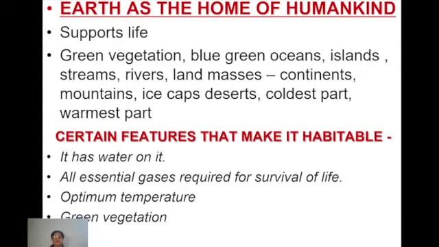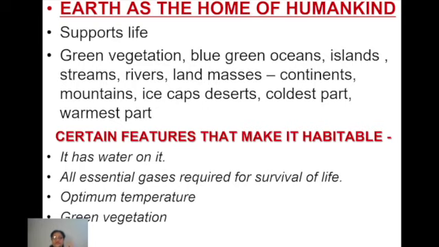Now, when we talk about Earth as a home of humankind or the living beings, first of all, the Earth has got green vegetation, blue-green oceans, islands, streams, rivers, land masses, okay? Land masses which include continents, mountains, ice caps, and deserts, coldest part, warmest part, right? All these things we can find on Earth. What are those features? It has water on it. The most important thing is that it has water on it.